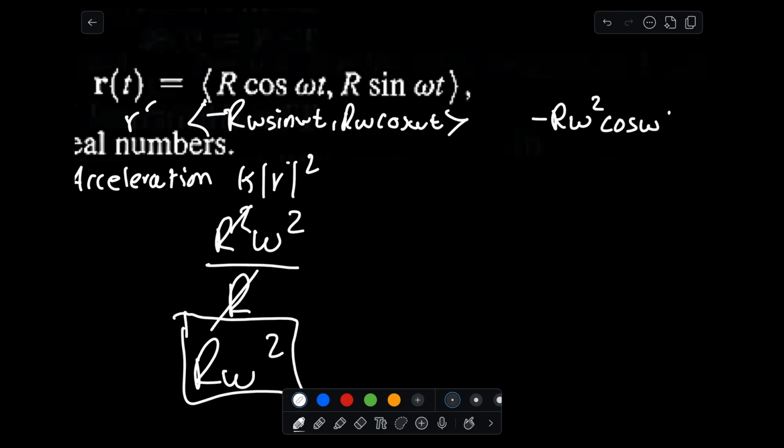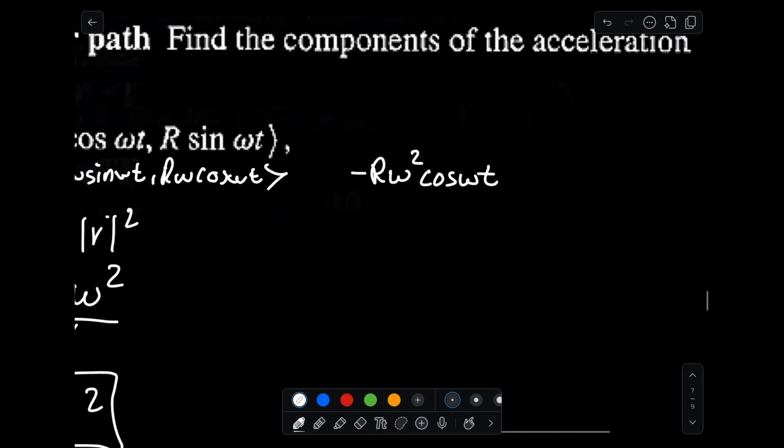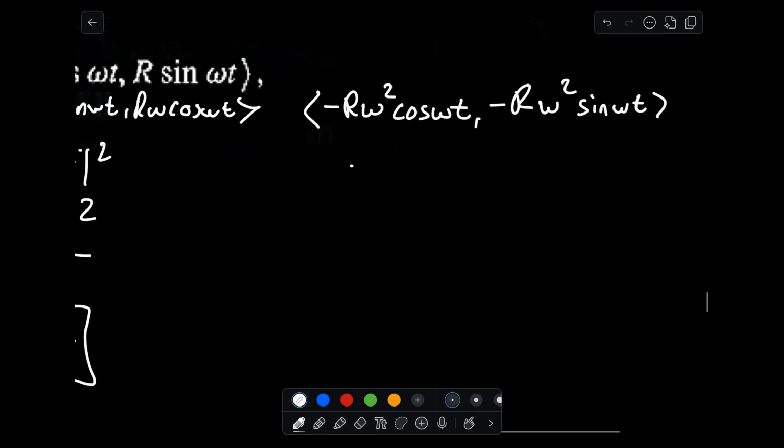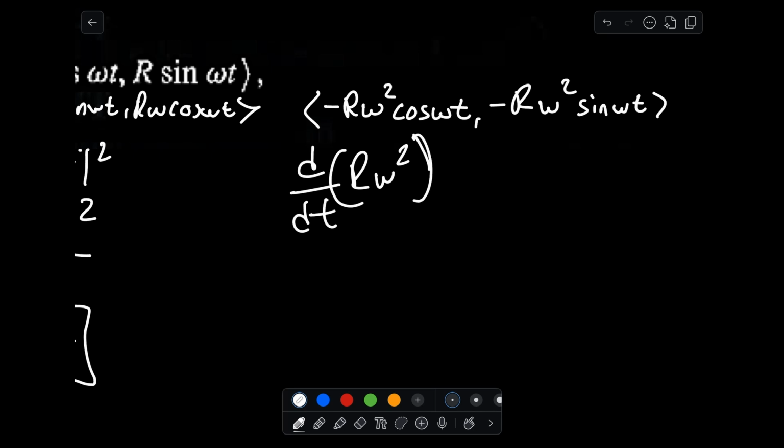cosine omega t, negative r sine omega t. Take the magnitude of this, you get r omega squared, but you have to take the derivative of this with respect to time, and you would get 0 as a constant.